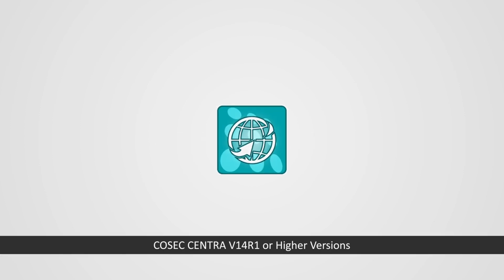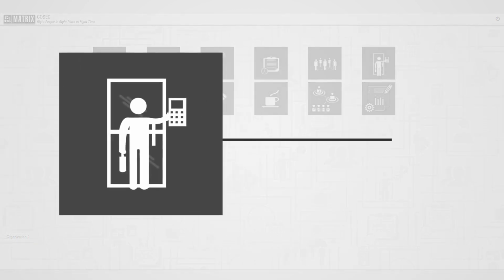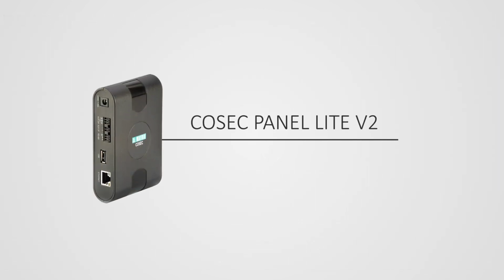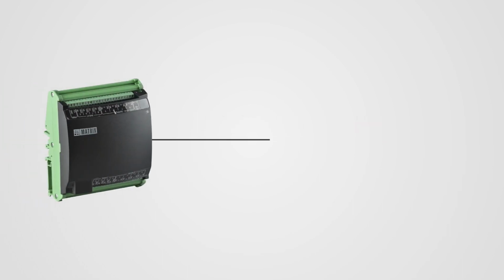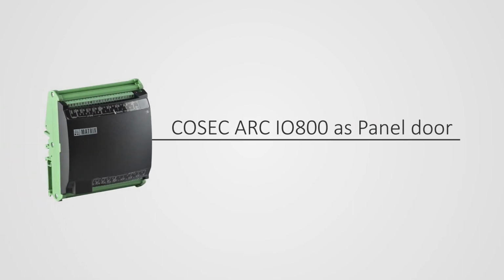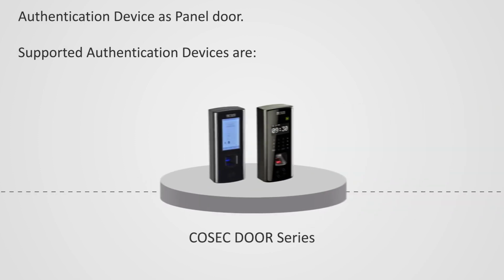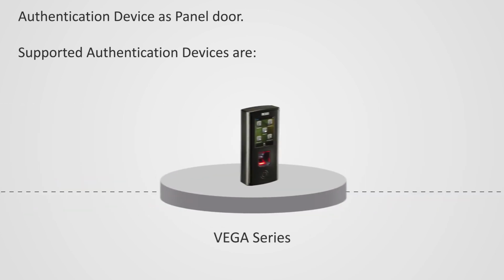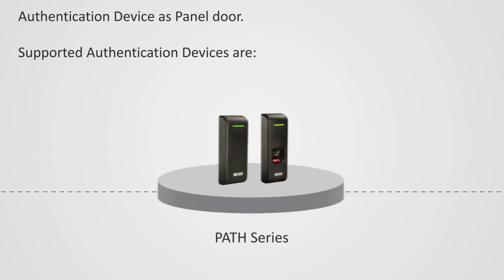Basic requirements: COSEC Sentra V14R1 or higher versions, access control license, COSEC panel light V2, COSEC ARC IO800 as panel door, authentication device as panel door. Supported authentication devices are COSEC Door Series, Vega Series and Path Series.